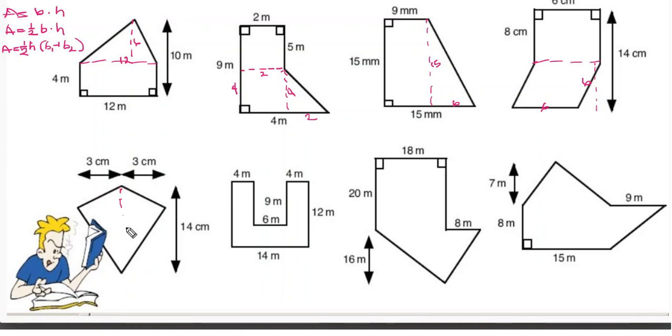total area. This one here is exactly like the other video, right? Triangle here and here. So here's your height. Here's your height.